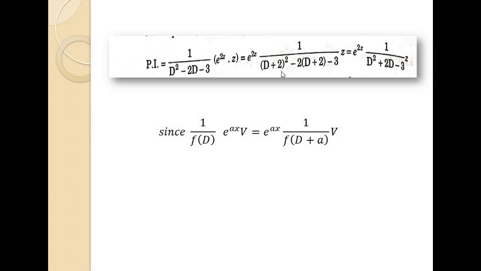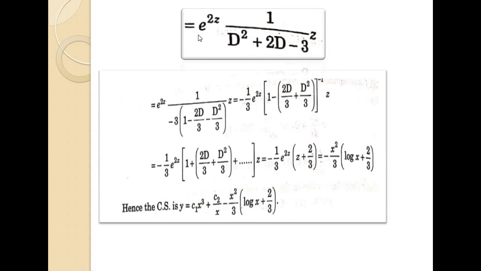So wherever you are having D, we need to write D plus 2. Here 1 by f of D operated on e power ax into v is equal to e power ax into 1 by f of (D plus coefficient of x in e power ax) operated on v. This is what we are doing here. So this can be written as e power 2z into 1 by f of (D plus 2), that is (D plus 2) whole square minus 2 into (D plus 2) minus 3 operated on z, which is equal to e power 2z into 1 by (D square plus 2D minus 3) operated on z. If we simplify this denominator, we will get this as D square plus 2D minus 3.